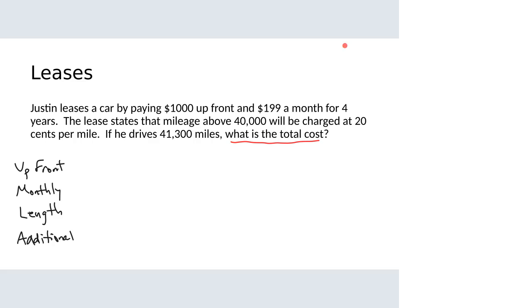So he paid $1,000 upfront, $199 a month for 4 years. And you know the years isn't going to be the important number here. We're going to figure out how many months because he's making that payment monthly. But just to keep going here, are there additional charges?